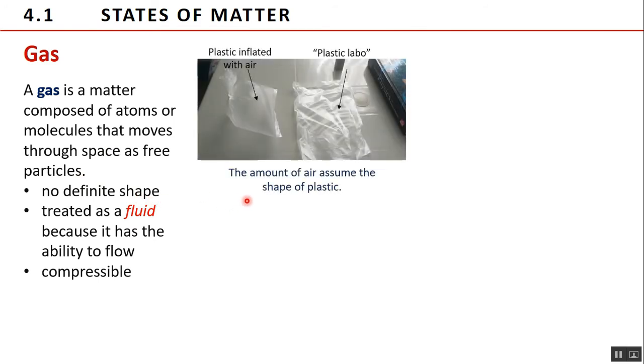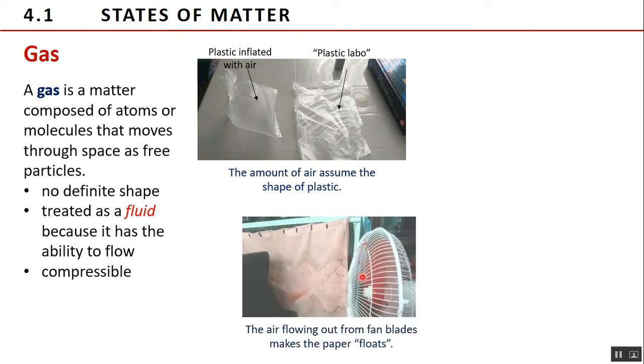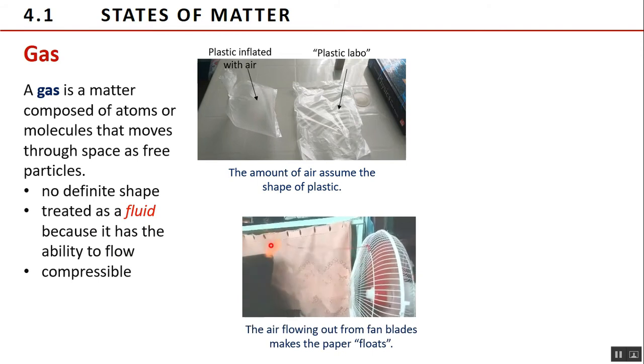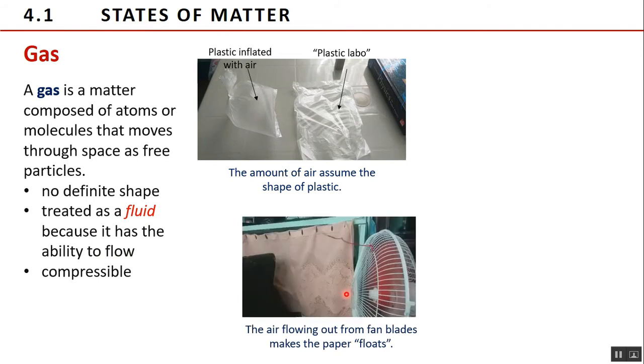This figure shows a comparison between two plastic bags, in which one is inflated. As you can see, the amount of air inside assumes the shape of the plastic. Gas is also treated as a fluid because it has the ability to flow. In this video, we see that the air flowing from the blades of this electric fan causes the paper to float, indicating that air, which is a gas, has the ability to flow.